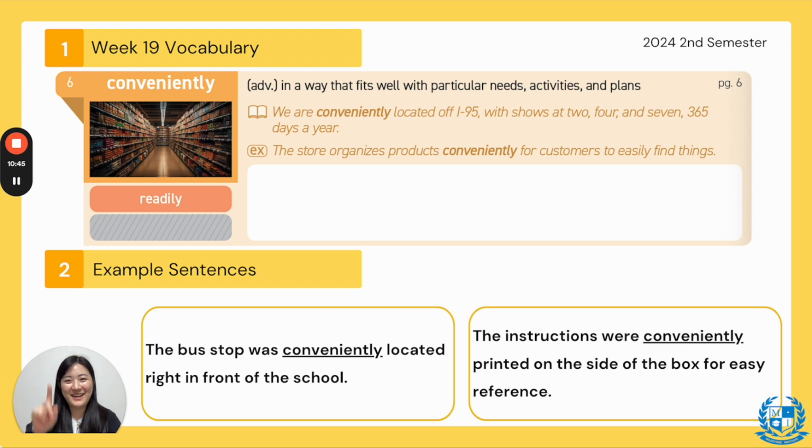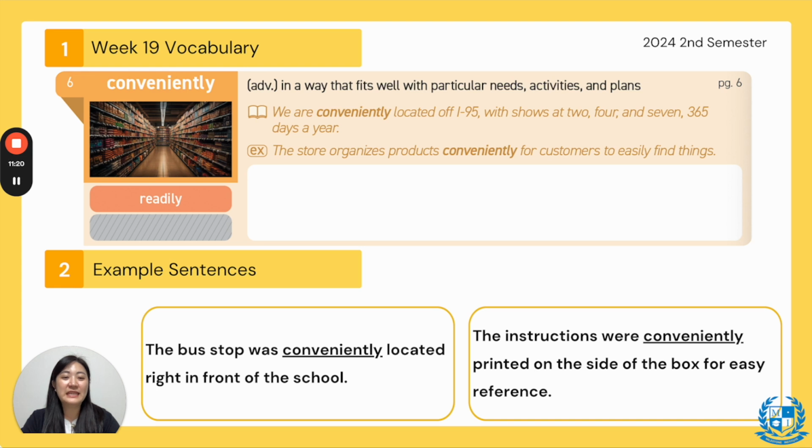Example, let's read together. 1, 2, 3. The store organizes products conveniently for customers to easily find things. Yes, so we'll have all the cookies in one section, all the chips in one section, maybe all the pasta in one section. It's all placed out conveniently. Let's look here. It says, the bus stop was conveniently located right in front of the school. So what does that mean? It fits well with the particular need of going to school because the stop is right by the school.